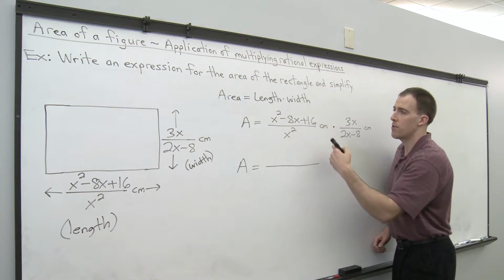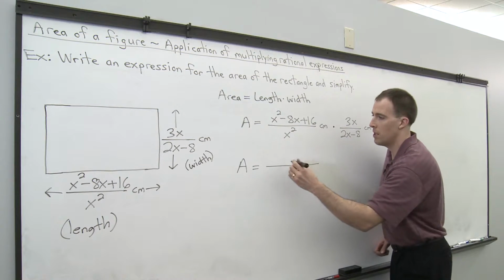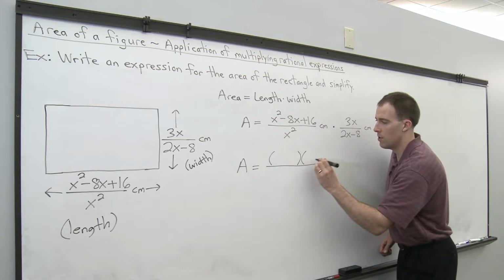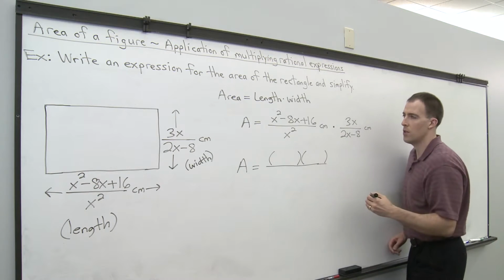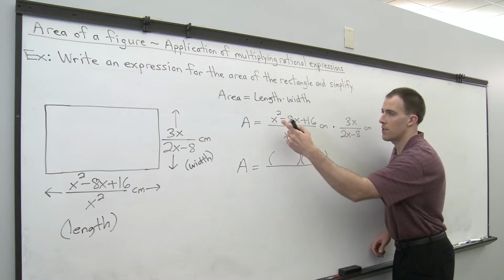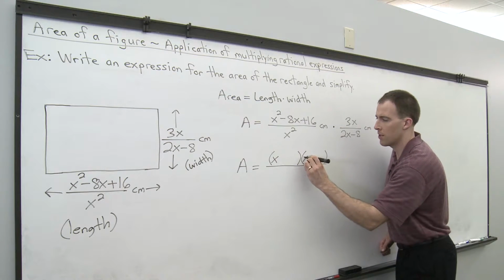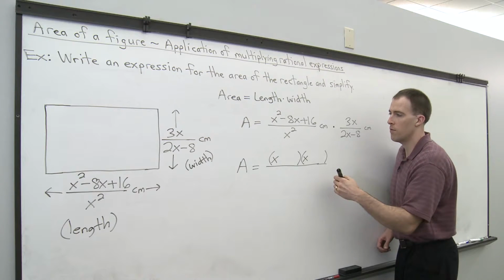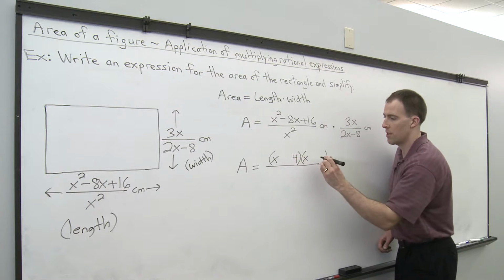The numerator of the first rational expression here is a trinomial, and there's no common factor. So I'm going to create two factors, two sets of parentheses, and think: what times what would be x squared? That would be x times x. And then what times what is 16? That could be 4 times 4, or 8 times 2, or 16 times 1.